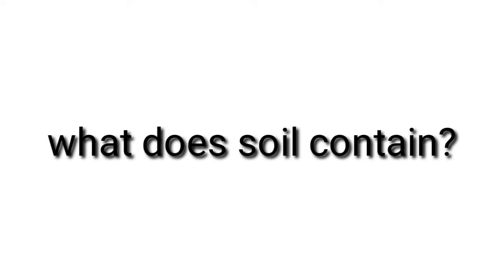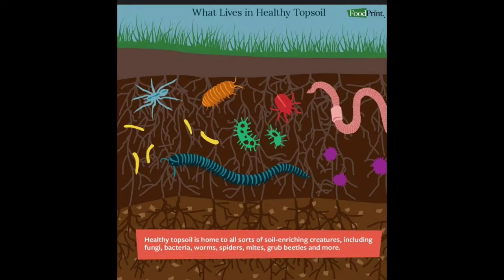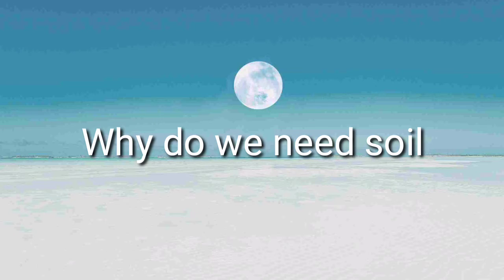What does the soil contain? Soil contains rocks, minerals, and dead plants and animals called humus. It also contains air, water, small worms, insects, bacteria, and organisms.